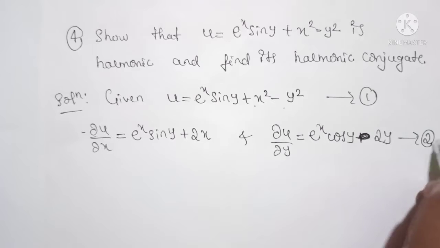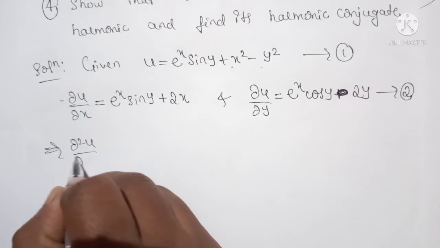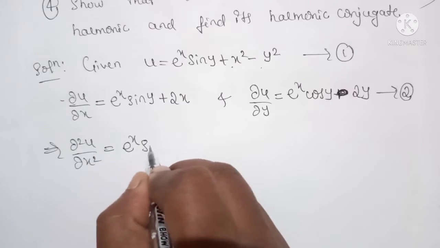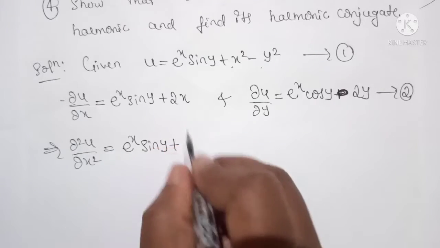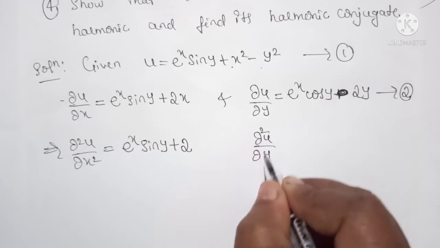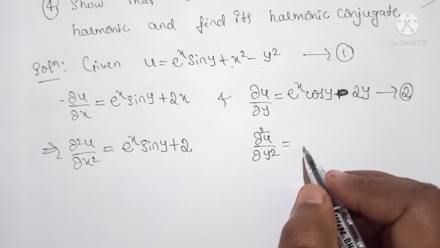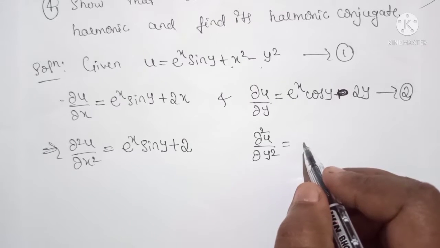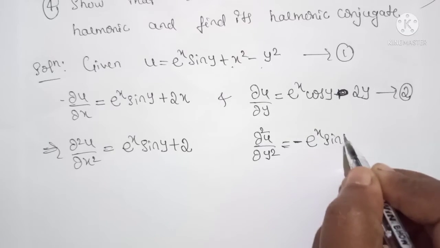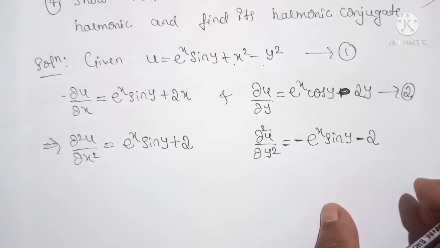Consider this equation 2. Now again differentiating with respect to x, dou square u by dou x square is equals to sin y constant, e raised to x differentiation e raised to x, plus 2x differentiation is 2. And dou square u by dou y square, that is differentiating with respect to y, we get cos y differentiation is minus sin y. So therefore e raised to x constant, we get minus e raised to x sin y, minus 2y differentiation is 2.